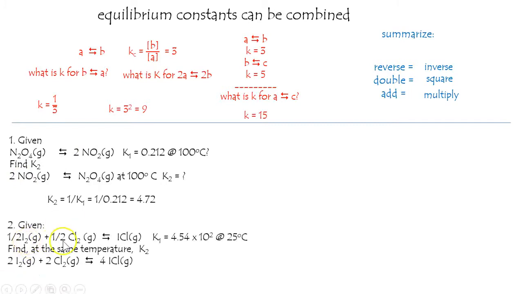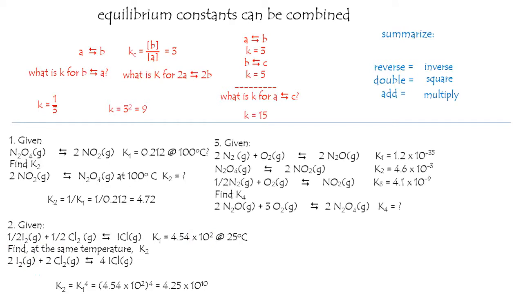Given that iodine and chlorine react in a 1/2 to 1/2 to 1 ratio with a K value of about 454, let's find the K value for 4 times that amount. We'll have to take that K value and put it to the 4th power, bringing it up to 10 to the 10th.